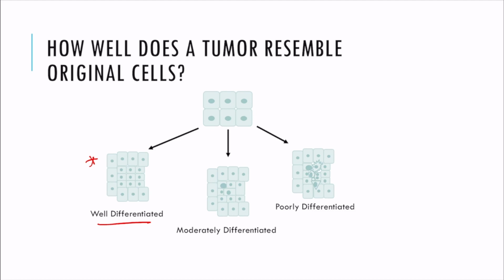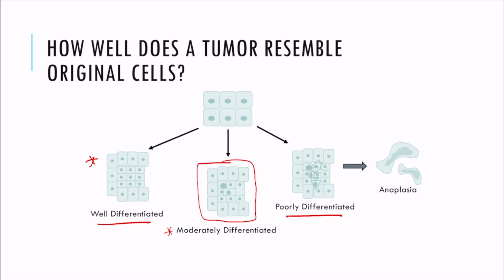If they kind of sort of resemble it, they have some of the structure, maybe some of the function, but they're starting to look kind of funny. We call that moderately differentiated. And when the cells do not resemble the parent cells, that is poorly differentiated. When a cell completely loses its structure and function, we call that anaplasia. Anaplasia is a state of complete undifferentiation.